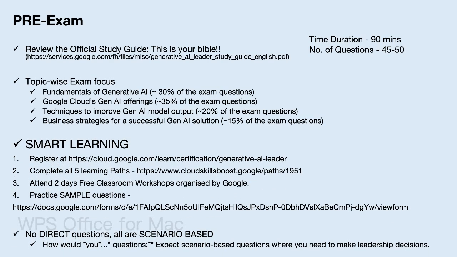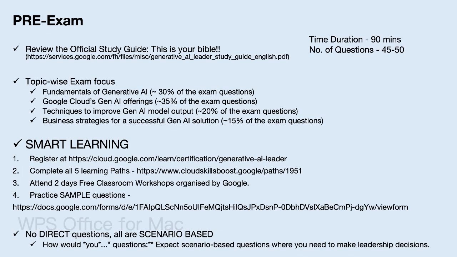Now, in order to do smart learning, first you need to register at cloud.google.com as an exam candidate. Then you need to complete all the 5 learning paths from the Google Cloud Skills Boost website. Once you have completed this, if your organization is a Google Cloud partner, they will receive an email from Google about the free exam voucher, how to avail it, and how to schedule an exam.